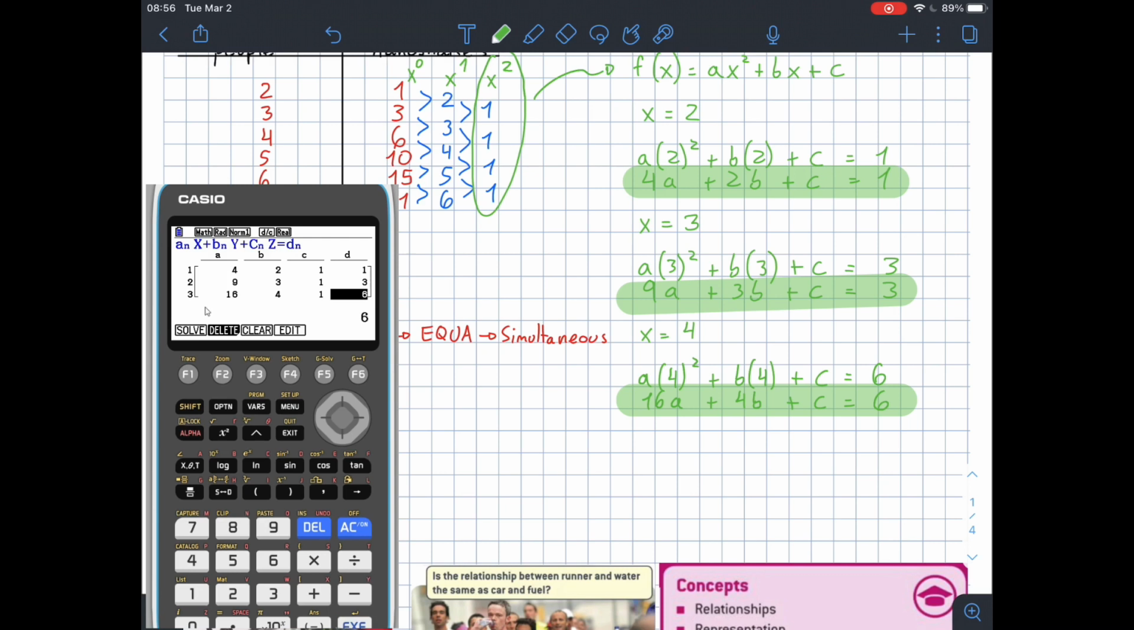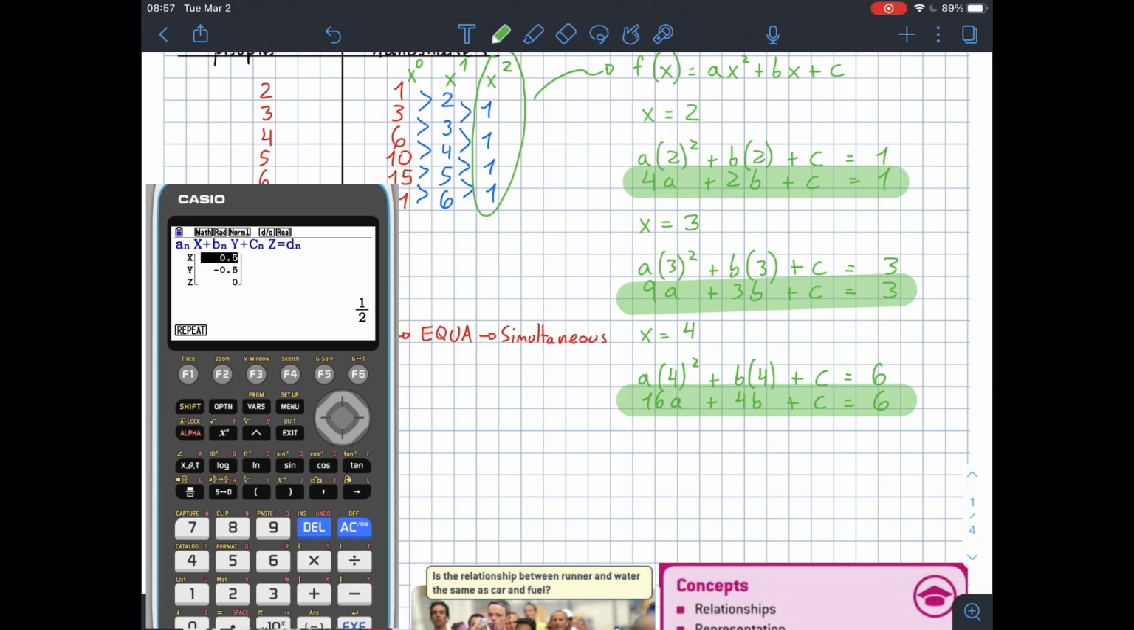So we're going to click on solve, which is F1. And you would see that we're getting here the three values of A, B, and C. The calculator always says X, Y, and Z, but we know that the first value is A, the second value is B, and the third value is C. Okay? So that's how you solve a simultaneous equation using your calculator.